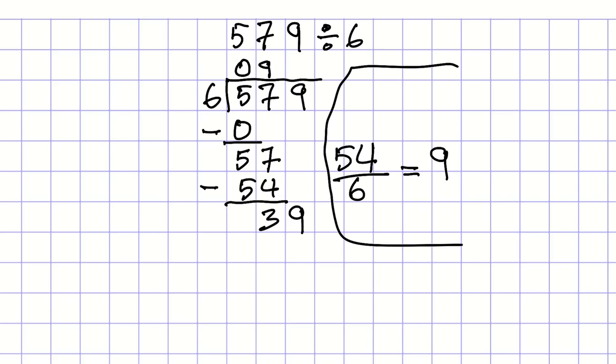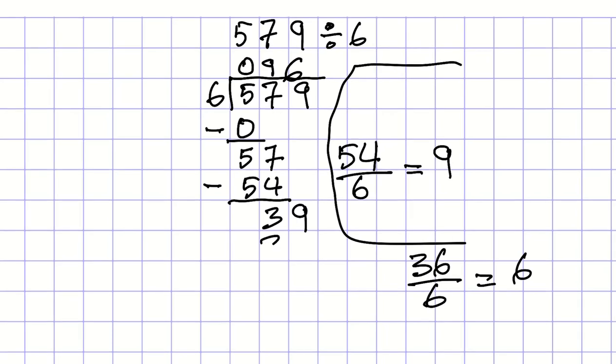Now, 6 divide 39. How many times? I think 6 will divide 36. 6 divide 36, you get 6, right? And then so we'll put the 6 under 9. Put the 6 here. And then we'll say 6 times 6 is 36. And then we'll subtract. We'll get 3. And then that's it. Because, you know why that's it? Because there's nothing to bring down. We're done. We're done with the figure. There's nothing else to bring down here.